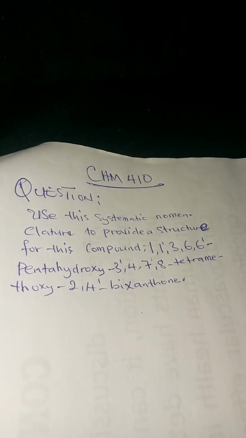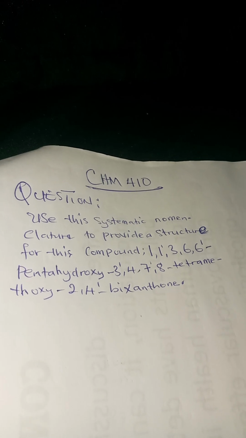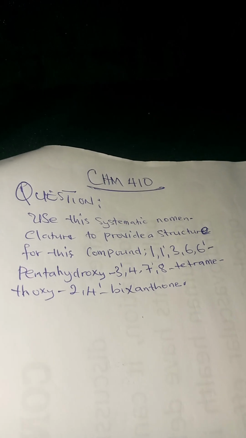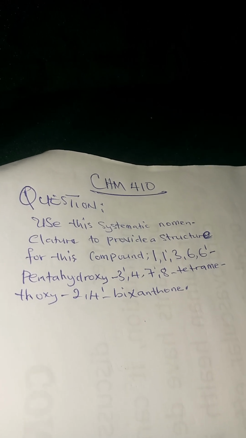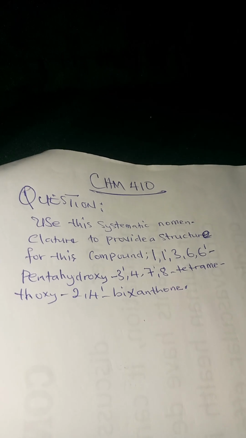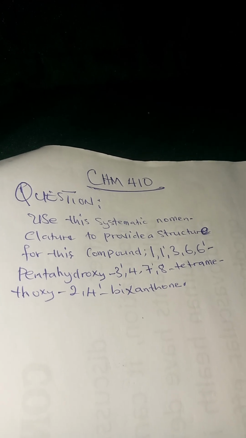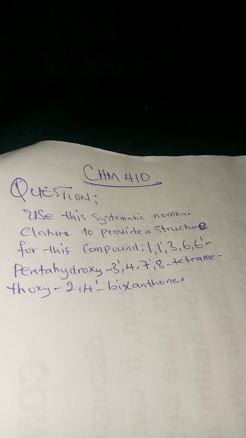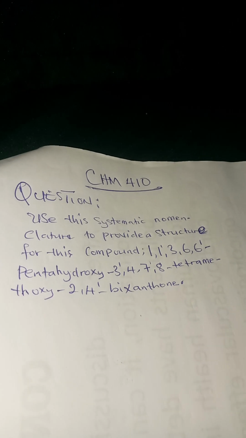The question says, use this systematic nomenclature to provide a structure for this compound: 1,1',3,6,6'-pentahydroxy-3',4,7',8-tetramethoxy-2,4'-bixanthone. That's the question.